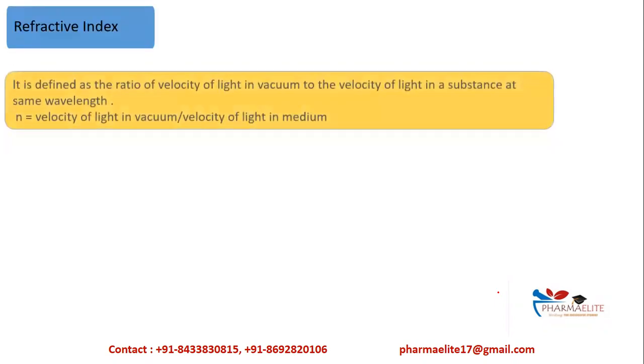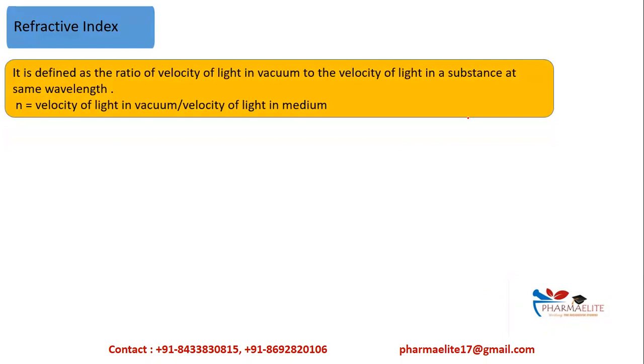Now what is mainly refractive index? Refractive index is defined as the ratio of velocity of light in vacuum to the velocity of light in a substance at the same wavelength. मतलब what do you mean? This is a definition. Refractive index क्या है? It is the ratio, that is you compare two things.